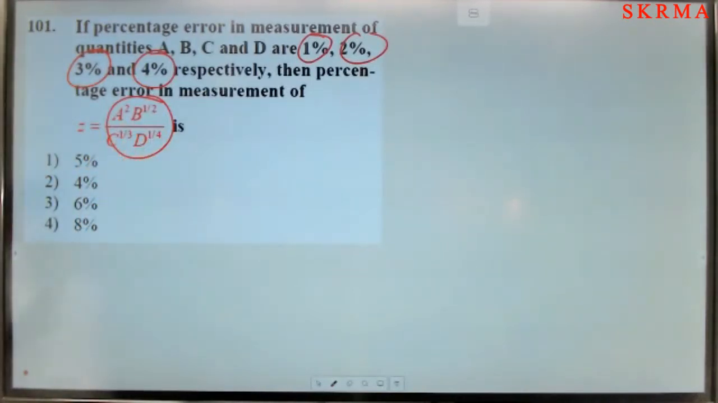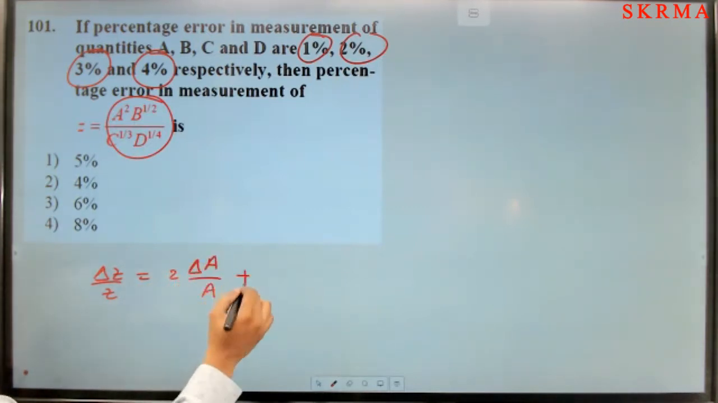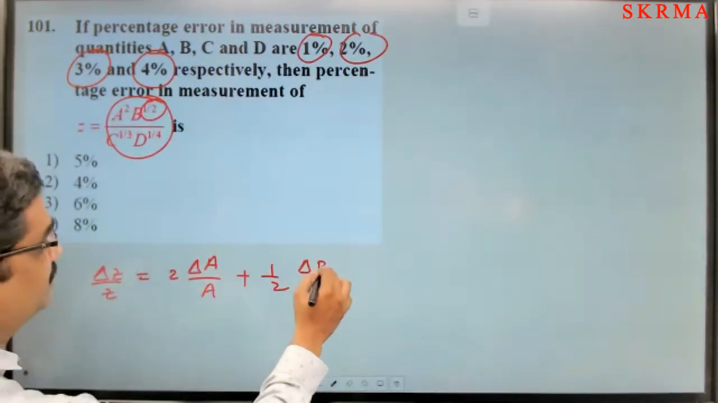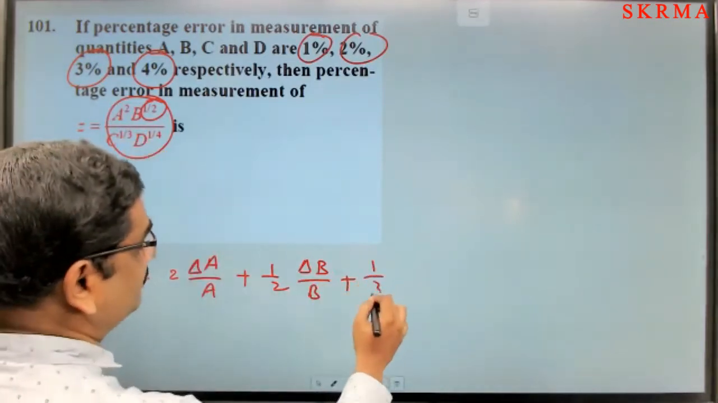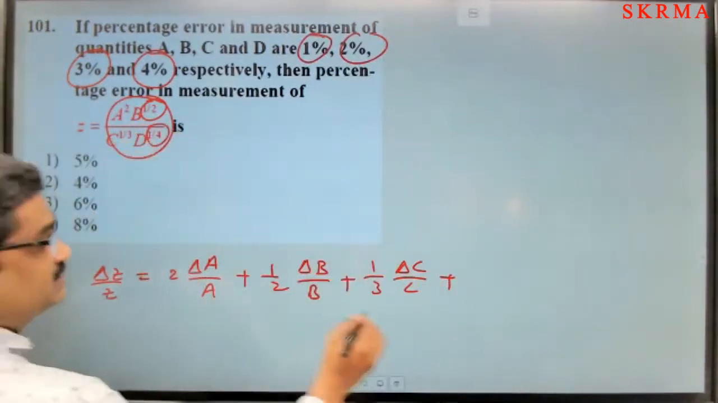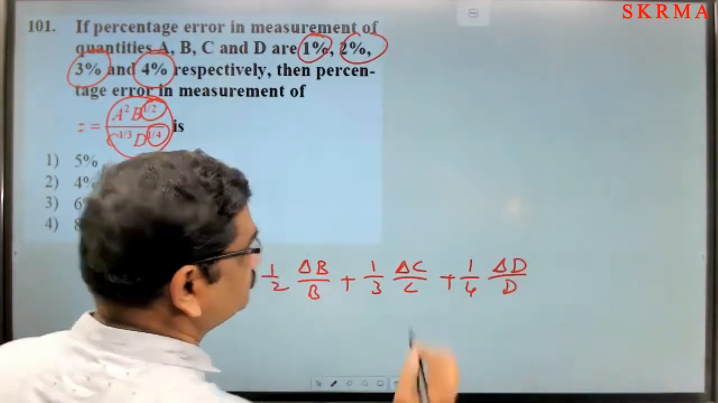Now, if you want to write percentage change for the Z, then delta Z by Z can be written as 2 into delta A by A. Just you have to multiply with power only, plus. B power 1 by 2 is there, so 1 by 2 into delta B by B, plus C power 1 by 3 is there, so 1 by 3 into delta C by C, plus D power 1 by 4 is there, so 1 by 4 into delta D by D.